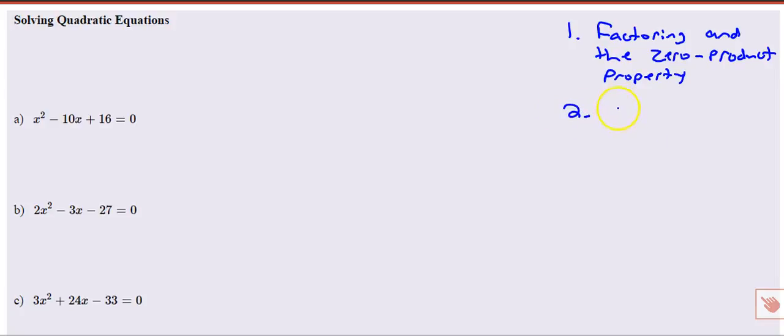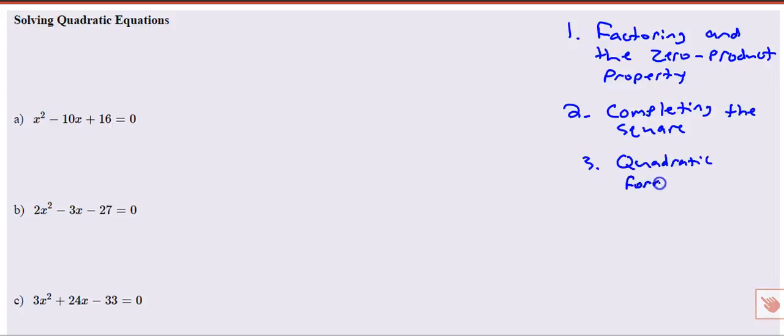Another way is what's called completing the square. A third way would be the quadratic formula. A fourth way might even be to look at a graph. So we're going to focus in this video on factoring and on the quadratic formula. There's other ways clearly that you can do it, but it would be too long of a video.